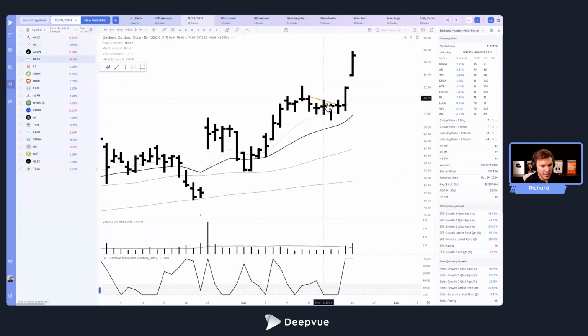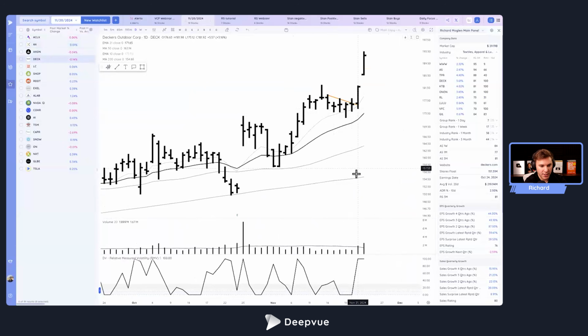AXON was on my list. DECK, tight area right here. So again, I was screening for these. This is why my routine takes about 30 minutes each day. It's because I can use RMV to speed it up and find these tight areas. And then we've got the expansion move Thursday and Friday. This was on my newsletter because of RMV here on this day right here. So you're ready to profit from this type of expansion move.